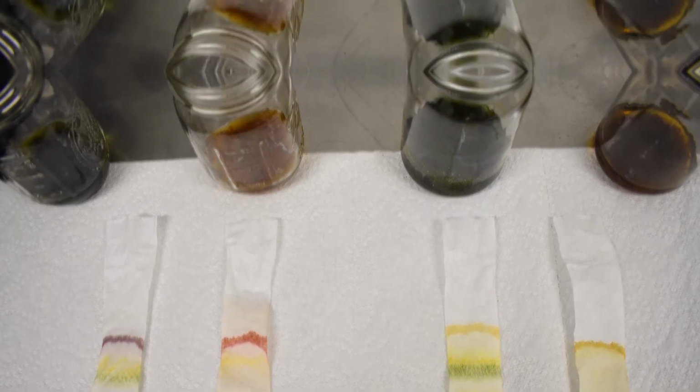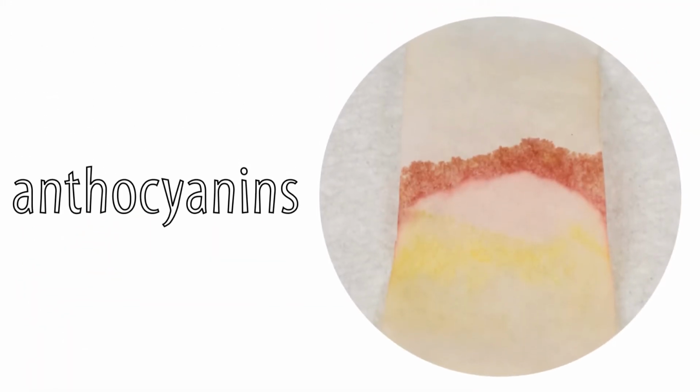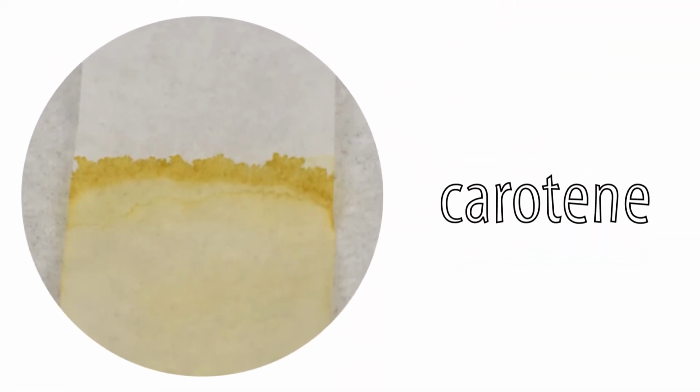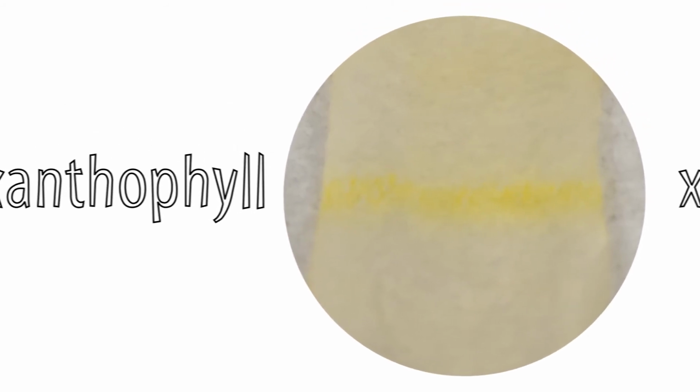This is what you're seeing. Chlorophyll is responsible for the green colors. Anthocyanins make the red colors. Carotene gives leaves their orange colors. And xanthophyll causes leaves to turn yellow. Who knew trees were so smart? They are true natural wonders of this world.